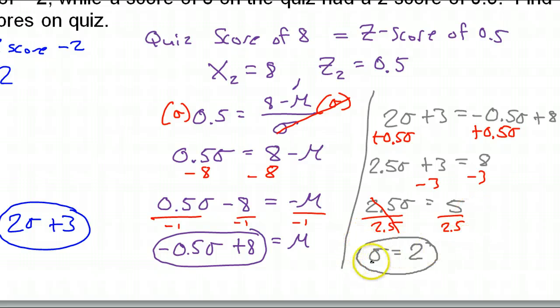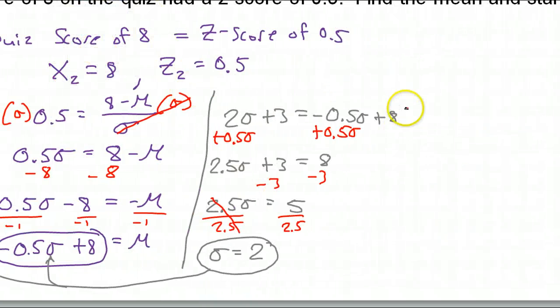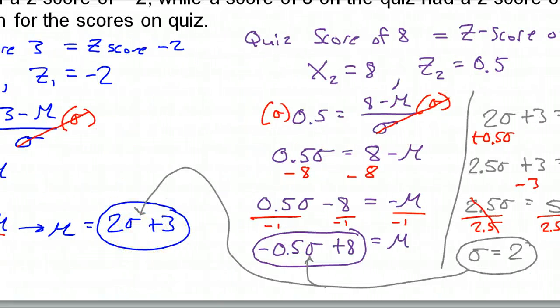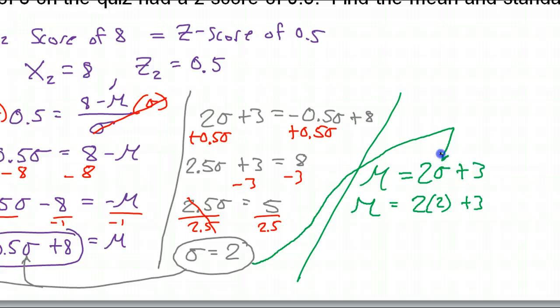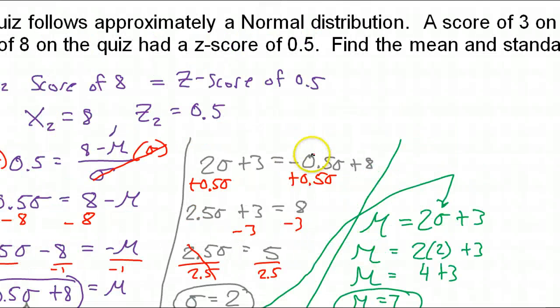Now, if I want to find the mean, I just need to take the standard deviation and plug it back in. I could plug it into either one of these, but I'm gonna use the blue one because it looks simpler. Okay, so now the mean, according to the blue one, is 2 standard deviations plus 3. Alright, so that means the mean is 2 times 2 plus 3. Alright, because we just found that the standard deviation was 2. So, of course, that's 4 plus 3, so the mean is 7. Alright, and that's what we were supposed to find, the mean and the standard deviation. So the mean is 7, the standard deviation is 2.